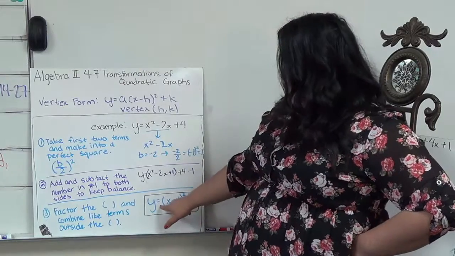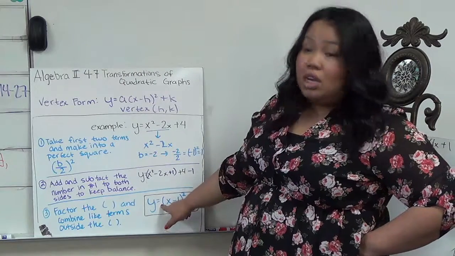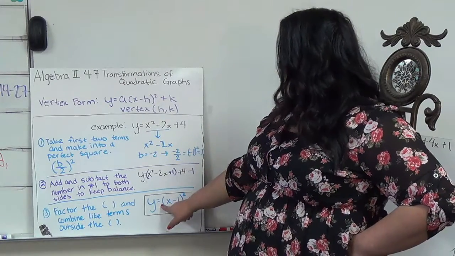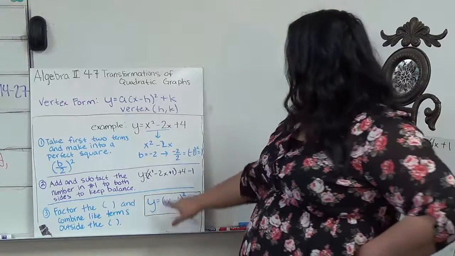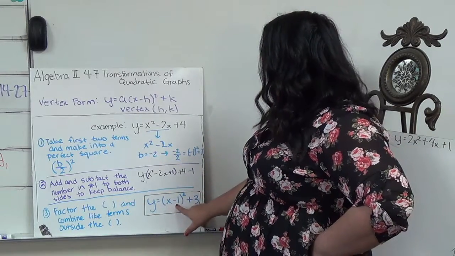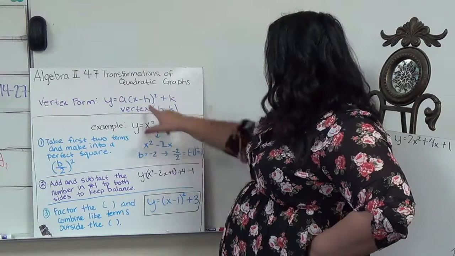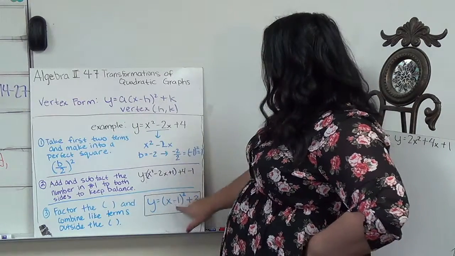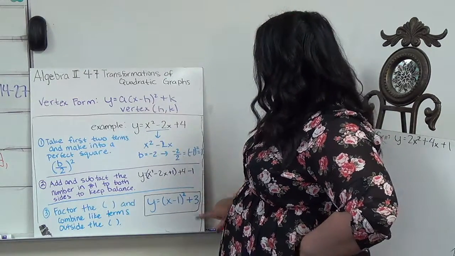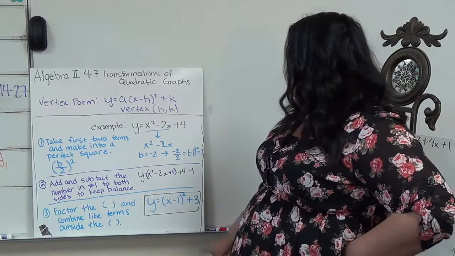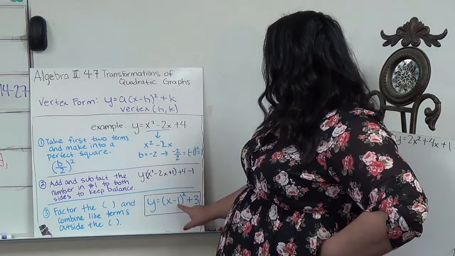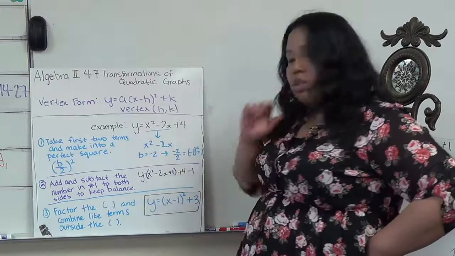So my a, because there's no number, is 1. So that means it's a positive 1. And I'll tell you what that means in a little bit. And the vertex is negative 1. Well, sorry, 1. See how this is negative? So it's 1, 3. So if I were to graph this, I know the vertex is 1, 3.